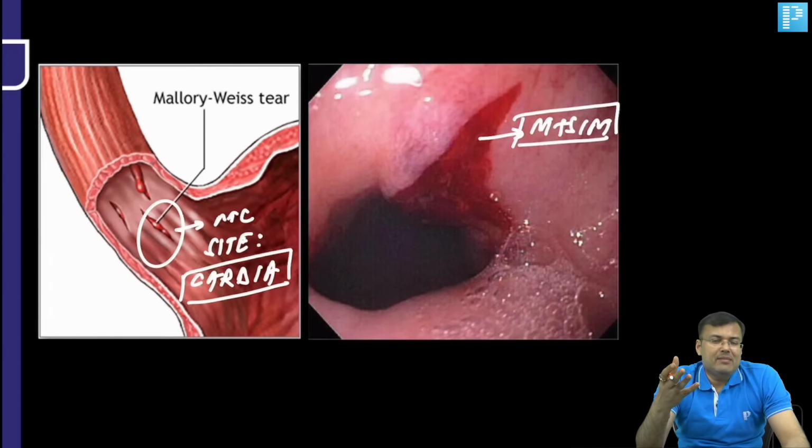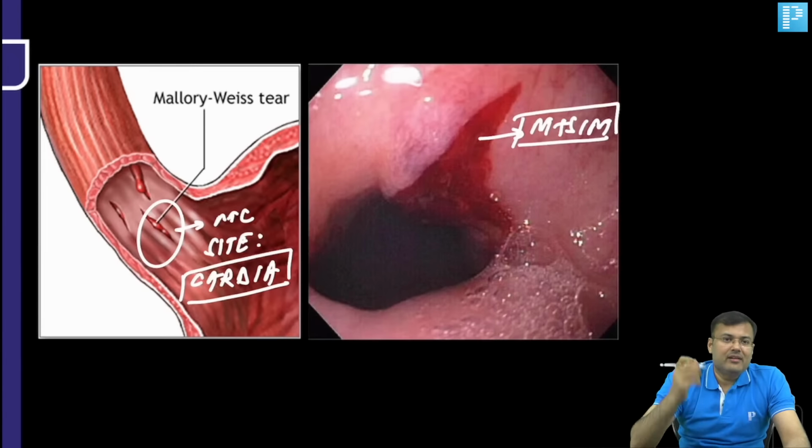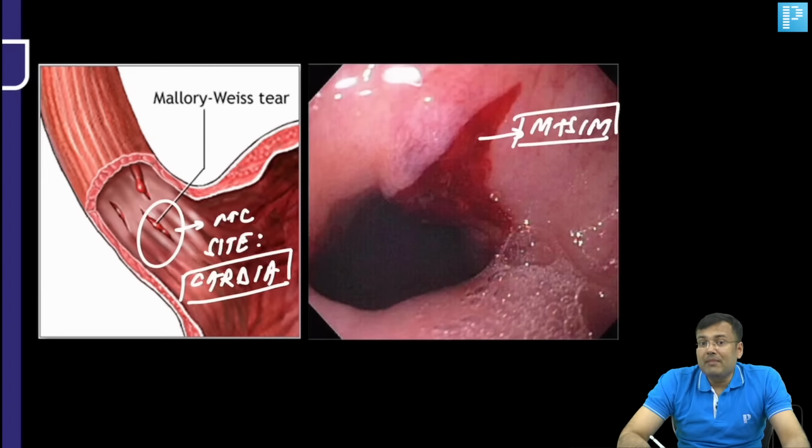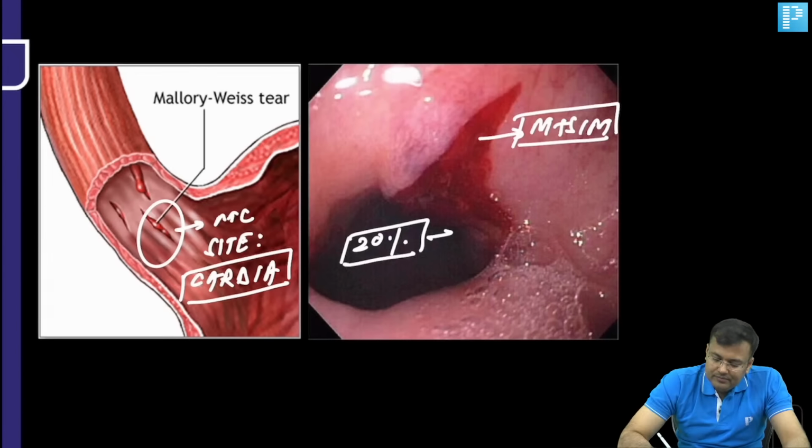What kind of bleeding? Tell me, is it painful or painless? Easiest question, painful bleeding or painless bleeding? After binge drinking, yes, it's painless bleeding, and in the majority of cases only minor bleeding is there. Hematemesis occurs in 20% of cases, meaning massive bleeding; otherwise there is minor bleeding.